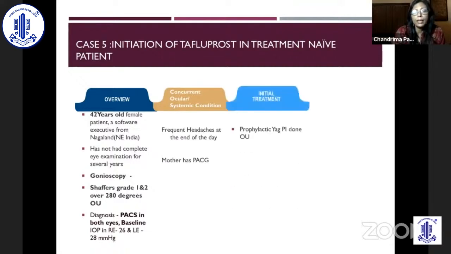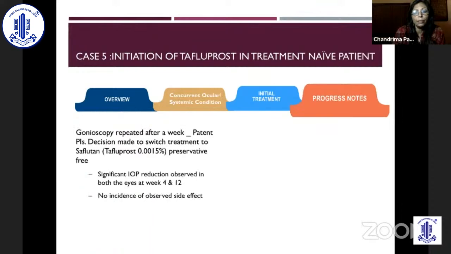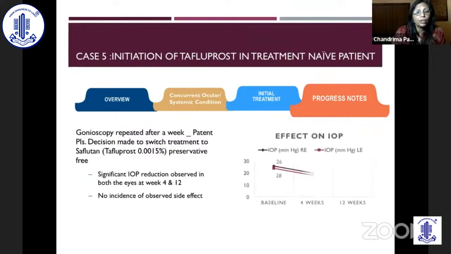So prophylactic YAG-PI was done in both the eyes, and she was kept a week on dexamethasone and dorzolamide drops. Gonioscopy was repeated after a week, and with the patent PIs, the decision was made to switch to Saflotin. Significant IOP reduction was observed in both the eyes at week 4 and week 12, and there was no incidence of any observed side effects.